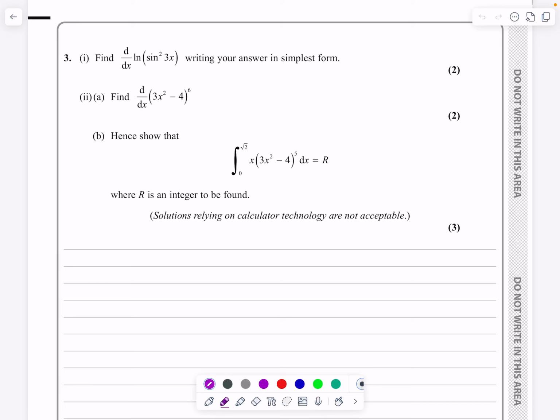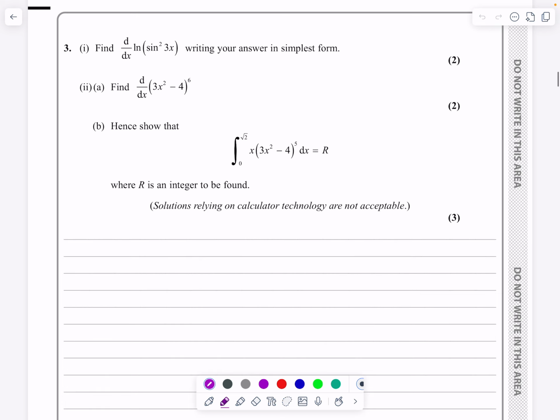Okay, this is the P3 paper from June 2023. It's question number 3. This is both differentiation and integration. We're going to be differentiating trig functions. We're going to be integrating using the reverse chain rule. So let's make a start.